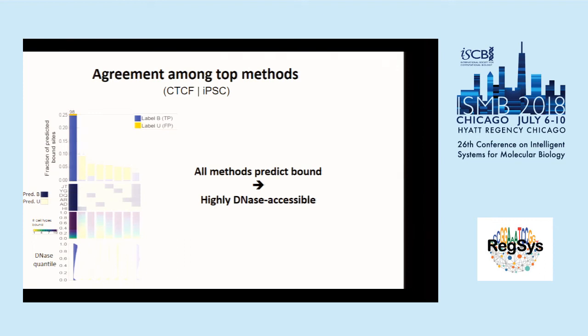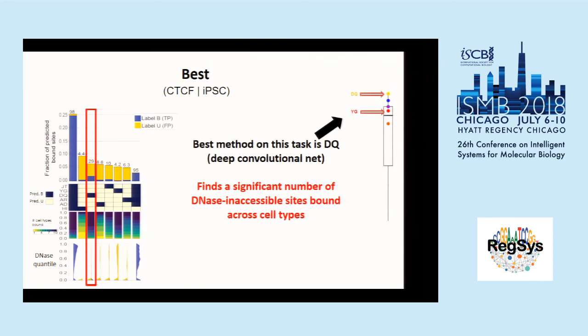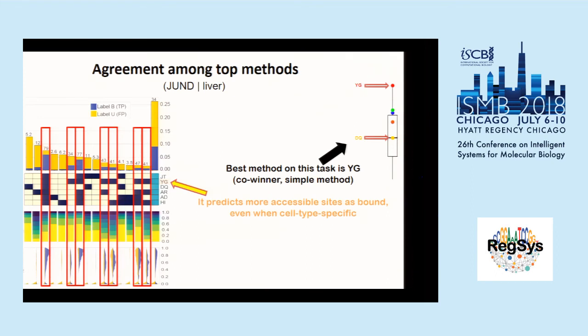Now, we'd like to see how methods that differ in their ability to model sequence fare in cross-cell type prediction. If we just expand out the plot, we highlight this column here because we see that DQ, the best method on this task, picks out some sites that no other method can, with about 30% of them being bound sites. They're constitutive, and they're picked out in spite of being cell type inaccessible and very difficult for other methods, which is great.